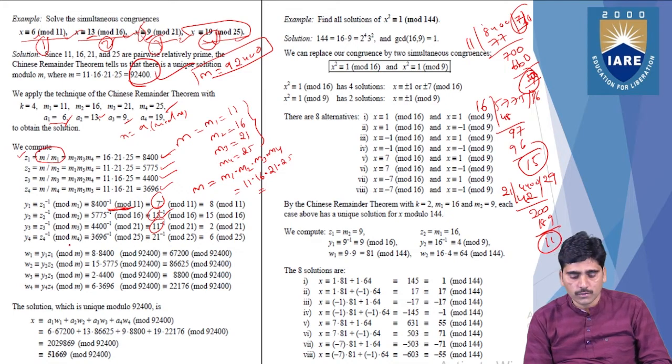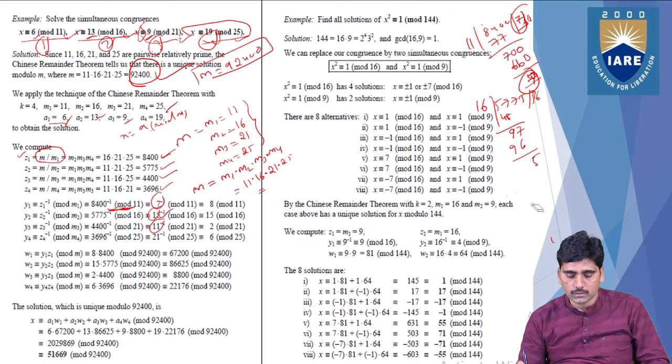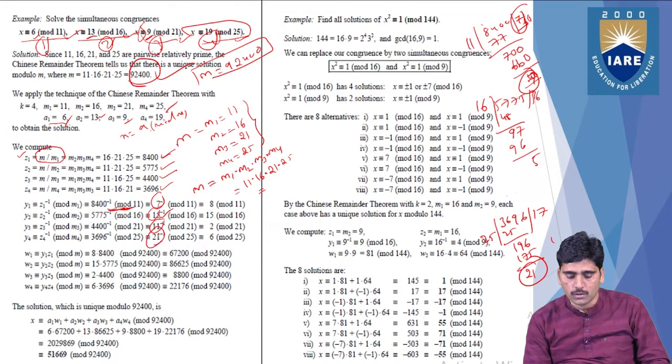Similarly for 3696 also. So 3696 divided by 25. 25 times 1 is 25, and here 19 on the 6. 25 times 7 is 175. Here you will get 21 as the remainder. So these are the values you will get here.